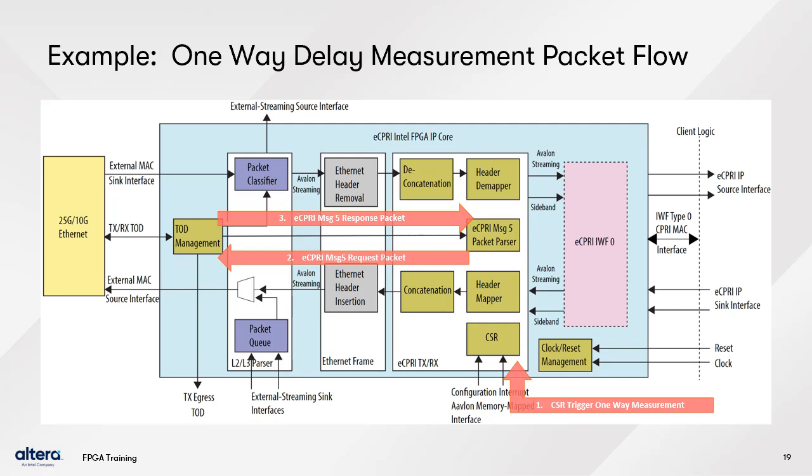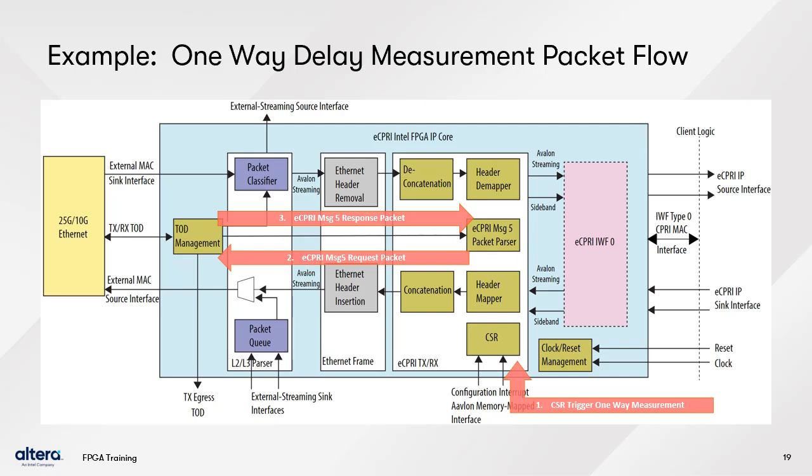This measurement can be performed with, or without, a follow-up message. Looking at the flow in the diagram, 1. You write to the eCPRI message 5 control register. 2. The IP then issues a message 5 request packet to the MAC for transmission, adding to it a timestamp value taken from the time of day management block. 3. The message 5 response packet with timestamp and compensation value from the PTP are received, and from this the transport delay is determined.